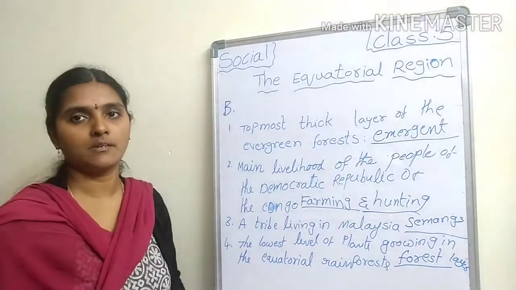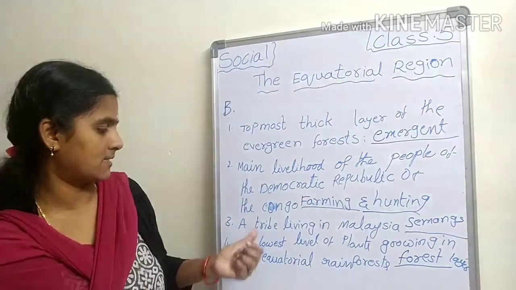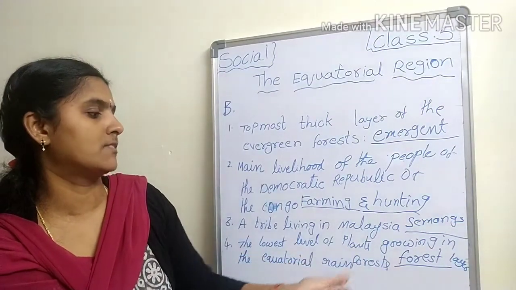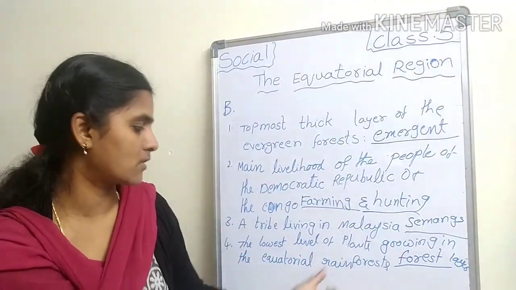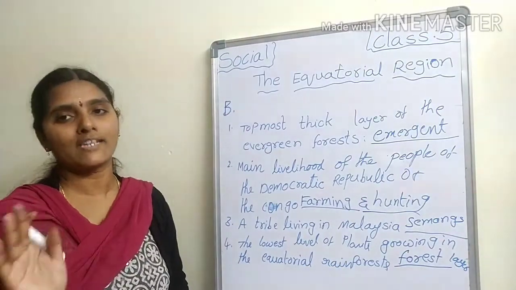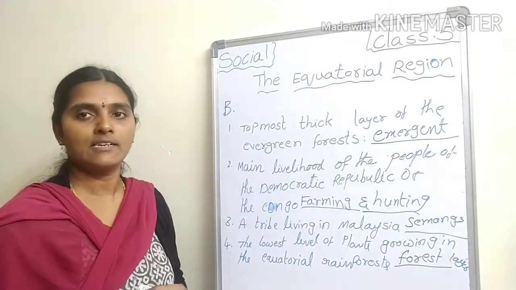Aborigines in Brazil. The lowest level of the plants growing in the equatorial rainforest: the forest layer.